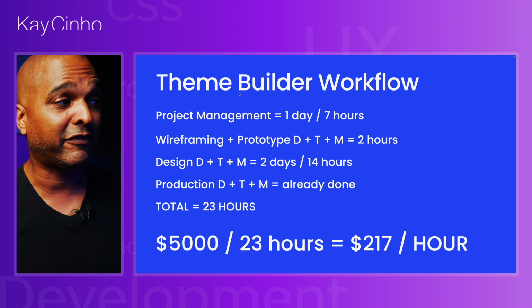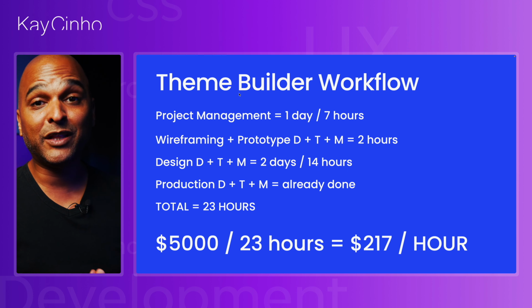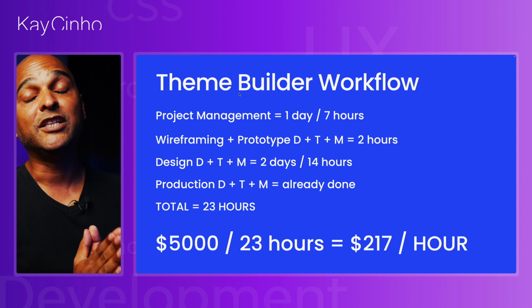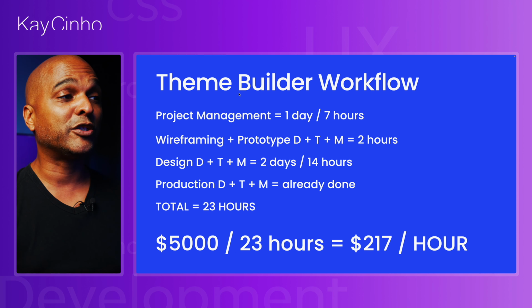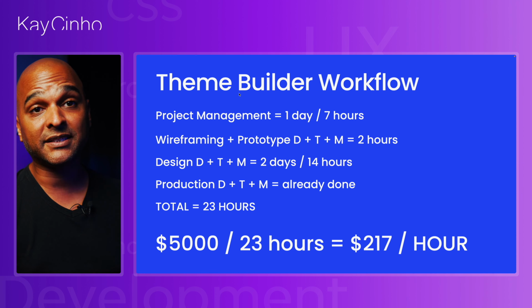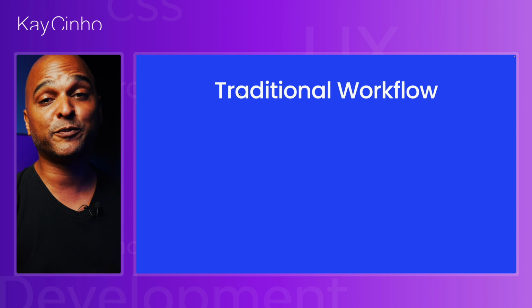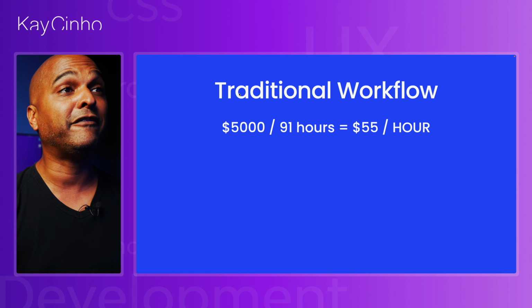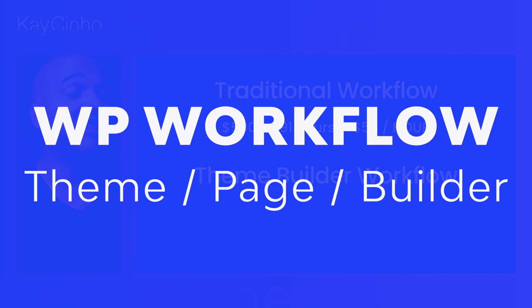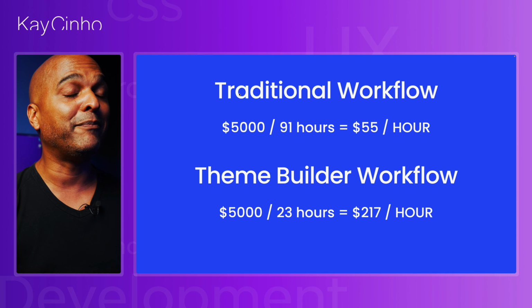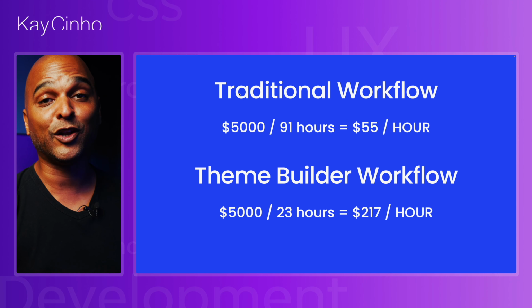So this brings us to a grand total of 23 hours for this project. And if you got paid $5,000, we divided by 23 hours, which means we've been paid $217 per hour for the same project. So to recap, with the traditional workflow, for the same $5,000 project, we would have made $55 per hour, whereas with the theme builder workflow, we would have made $217 per hour.